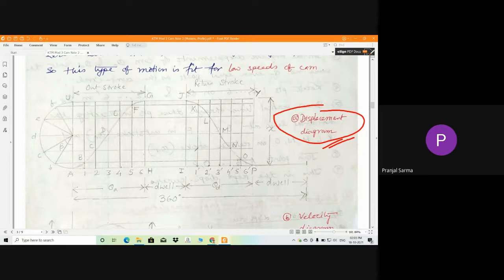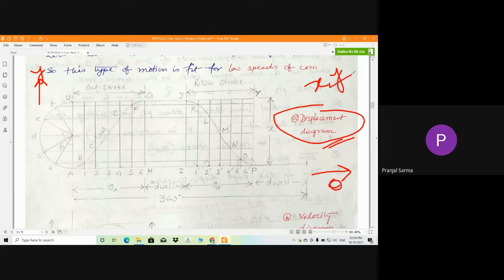So now for drawing the displacement diagram for the SHM system, how to start? Once again, we know that if we are talking about the displacement diagram, then along the x-axis we show the cam angular displacement, theta, and along the y-axis we show the displacement or lift of the follower, right? In that case you will have a certain value of the lift or displacement. It can be denoted by x or y, depending on the notation that you are using. That is up to you.